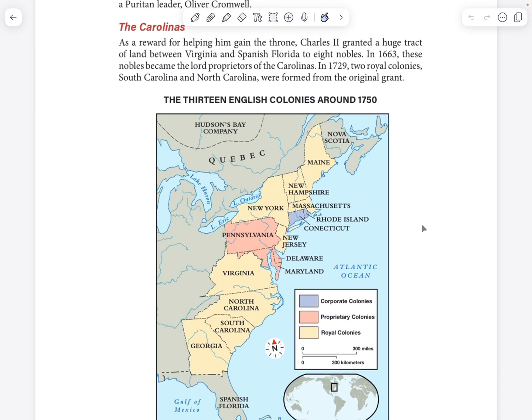The Carolinas. As a reward for helping him gain the throne, Charles II granted a huge tract of land between Virginia and Spanish Florida to 8 nobles. In 1663, these nobles became the lord proprietors of the Carolinas. In 1729, 2 royal colonies, South Carolina and North Carolina, were formed from the original grant.